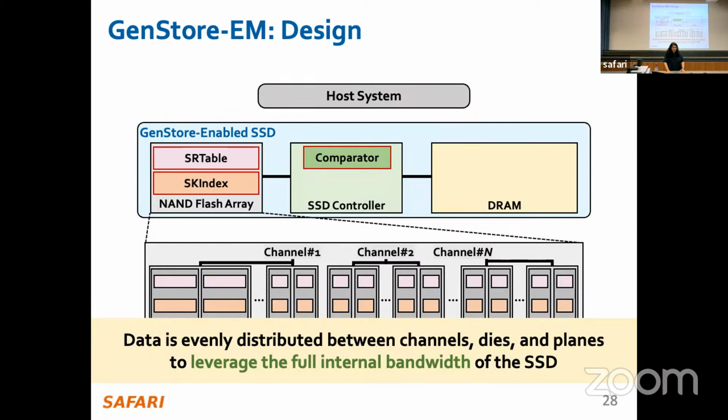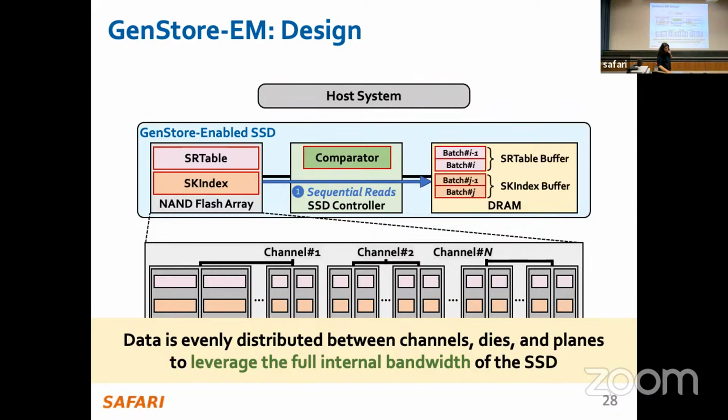So GenStore EM then has two steps. First, we sequentially read the two tables from the flash chips to the SSD's internal DRAM in a batched manner. Since we're reading them sequentially, we don't need to bring the whole thing into the DRAM, right? So we bring a few hundred megabytes each time in batches.